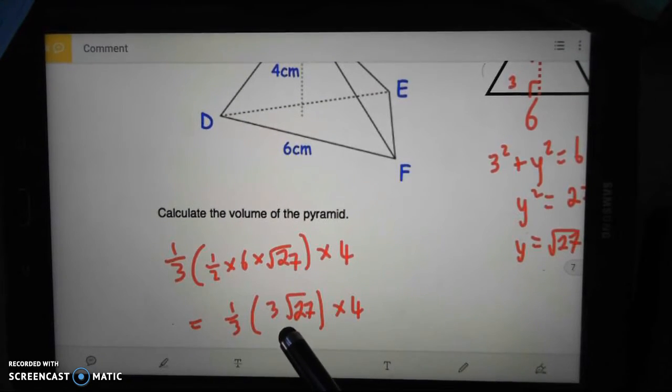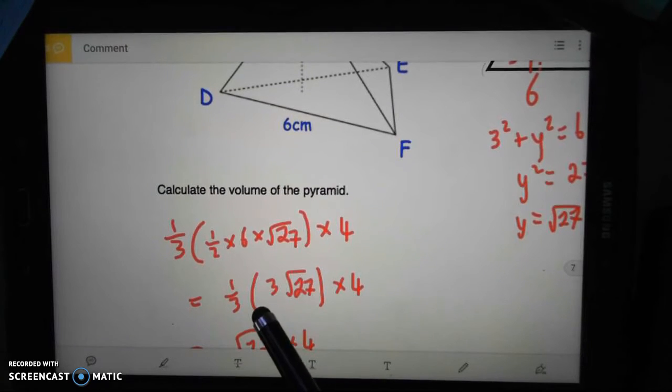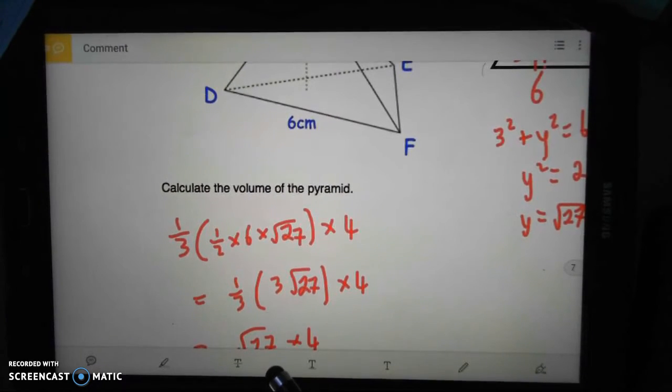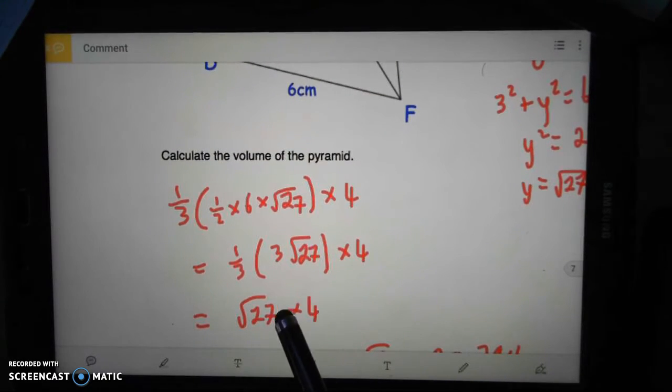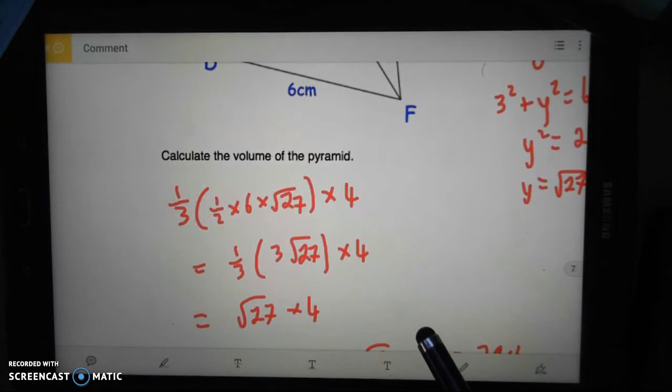So that can be simplified to this. I've left a third the same and the times 4 the same. Now think about it, if I'm dividing by 3 here and then multiplying by 3 here, then surely these two cancel out. So your final answer is just square root of 27 times 4.